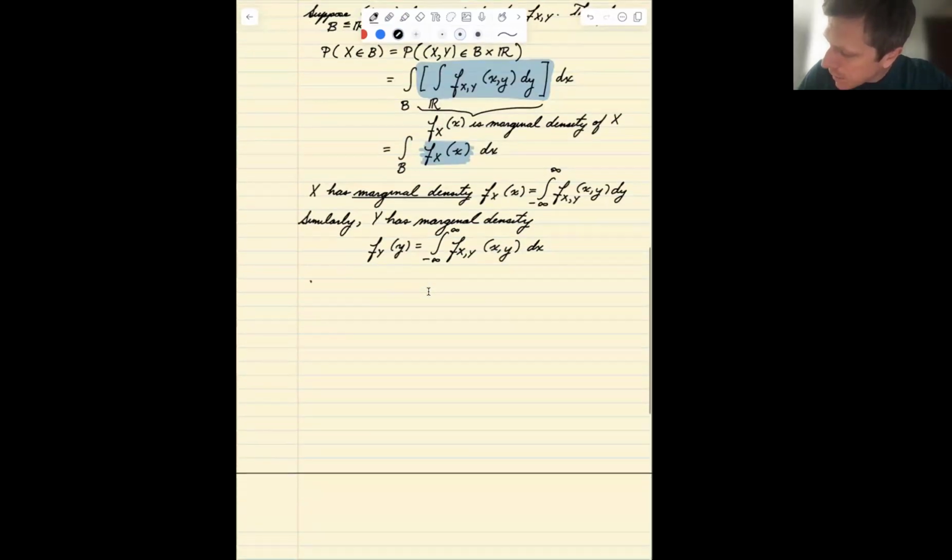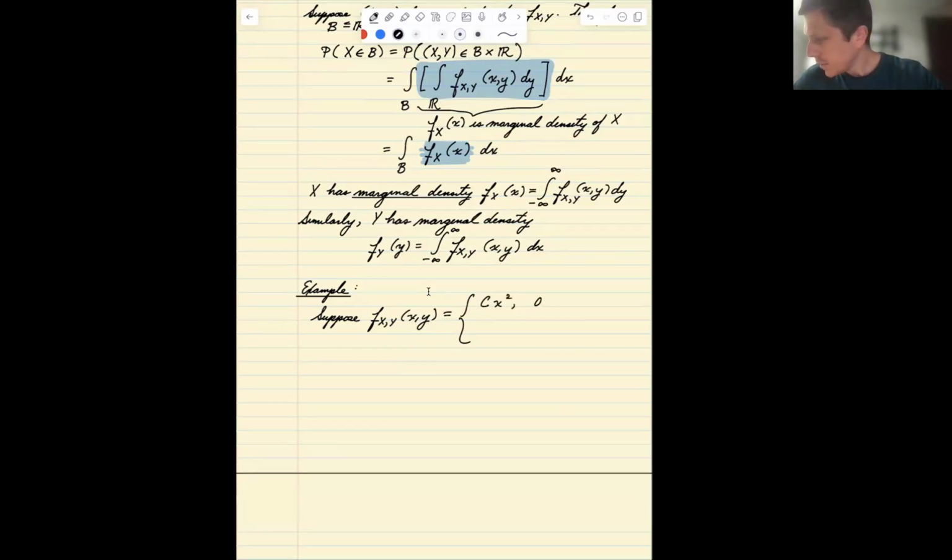So what are some examples? Let's suppose that we define a joint density as c x squared for the region where x is less than y is less than 1, and 0 otherwise. Okay, so what do we have? What does this density look like? Well, it's c x squared and it's positive on the region from the unit square, but we need the unit square where x is strictly less than y. So it's only up here. Everywhere else it's 0.